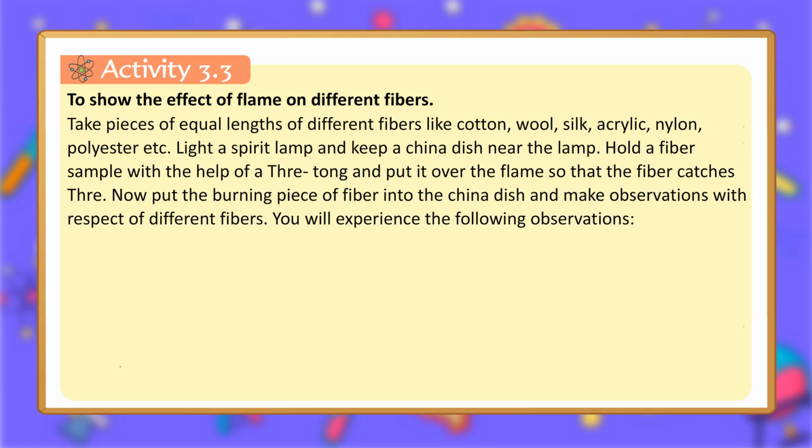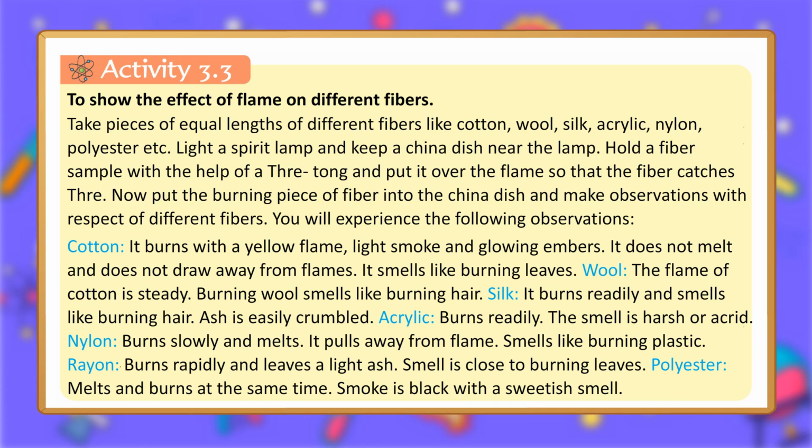Take pieces of equal lengths of different fibers like cotton, wool, silk, acrylic, nylon, polyester etc. Light a spirit lamp and keep a china dish near the lamp. Hold a fiber sample with the help of a fire tongue and put it over the flame so that the fiber catches fire. Now put the burning piece of fiber into the china dish and make observations with respect of different fibers. You will experience the following observations.